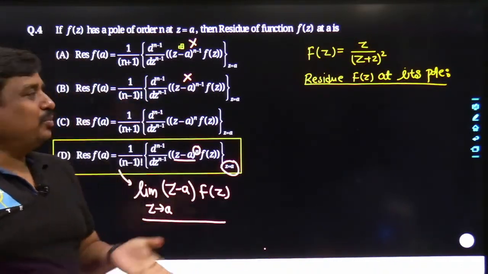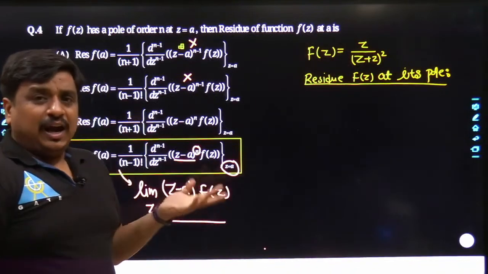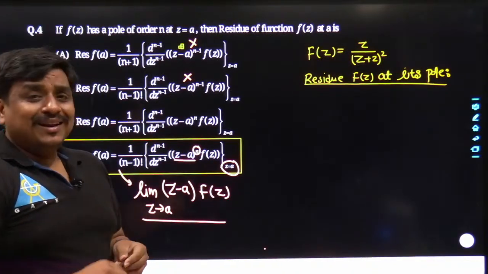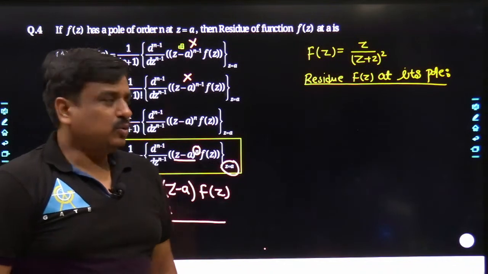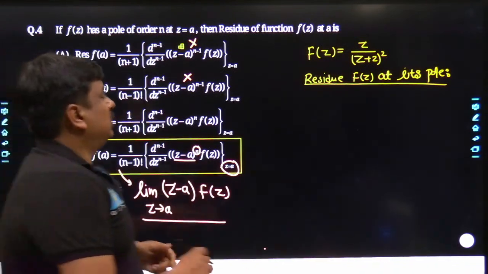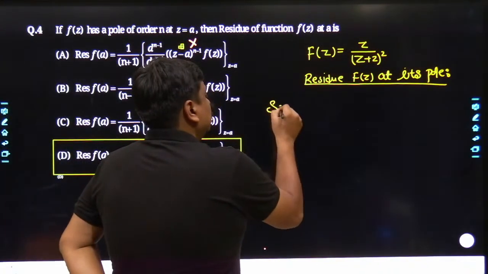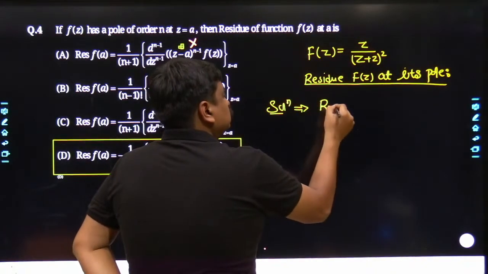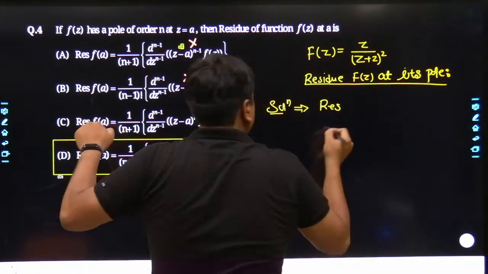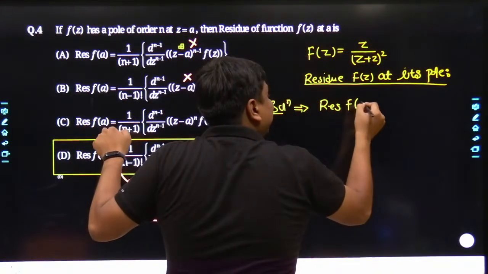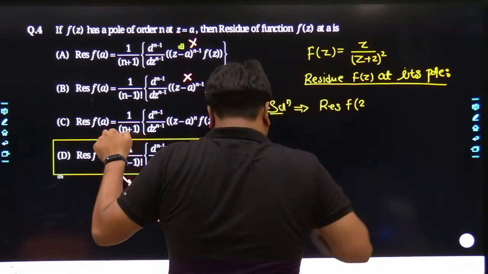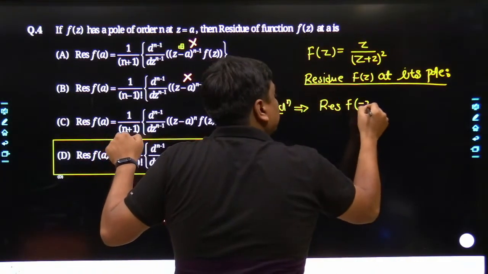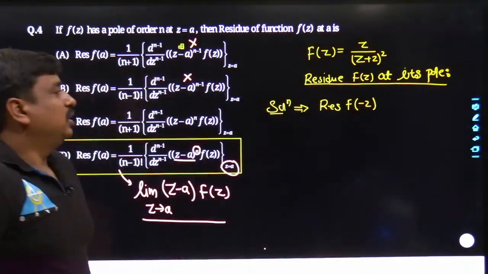What would be the procedure? Obviously the same procedure has to be used, and one important thing is that the pole is repeated at z equals minus 2. Obviously I can use the same formula. So start with the residue of function f of z at a, which is not 2 now. Nobody should get confused with the 2. It's minus 2.